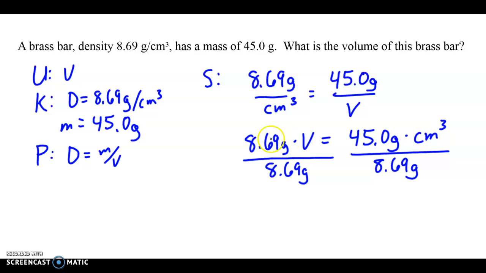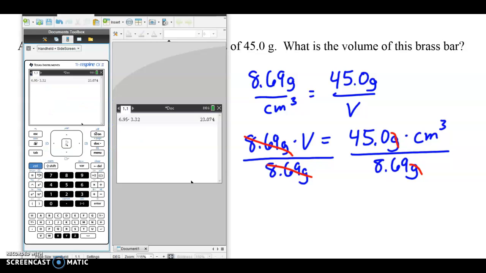And we'll notice that those cancel out. The grams here cancel out, and that'll leave us with centimeters cubed, which is what we wanted to solve for. And then we'll need to do in our calculator 45 divided by 8.69. So let's do that. All right, and that looks like it gives us about 5.18 once you round.